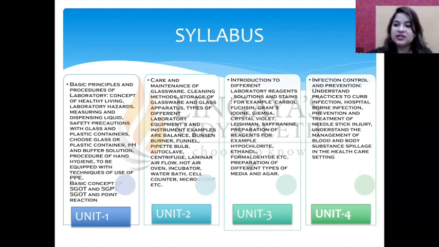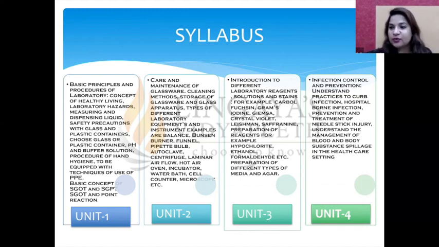So basically you will get an idea about the equipments and the instruments that are used in the laboratory, as well as you will get an idea about the concept of healthy living and the techniques that are used, the principle on which we will work in the laboratory. All right, so first unit is about the basic principle and procedures that are used while working in the laboratory. Now the second unit, this unit 2, is about care and maintenance of the glassware.